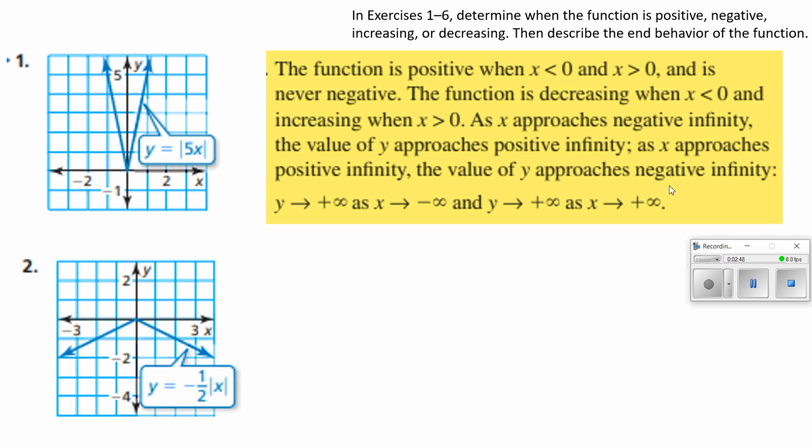I disagree with that last statement, and let's look at this for a second. As x approaches negative infinity, y approaches positive infinity, and as x approaches positive infinity, y also approaches positive infinity. So this is a misprint. This should be y approaches positive infinity. For both of these, you see positive infinity for y. The book put that wrong, so I'm going to scratch this out and put positive infinity.